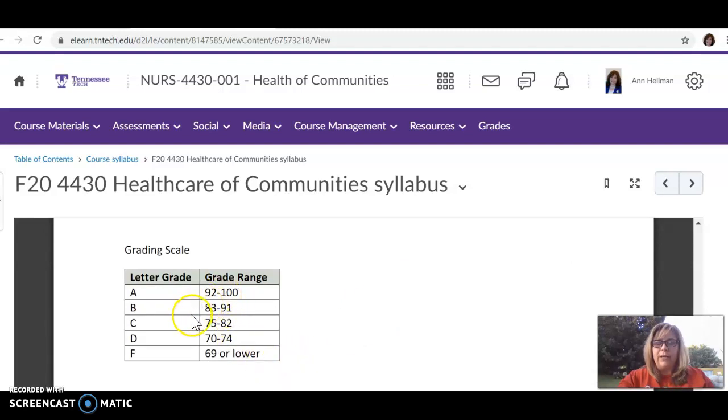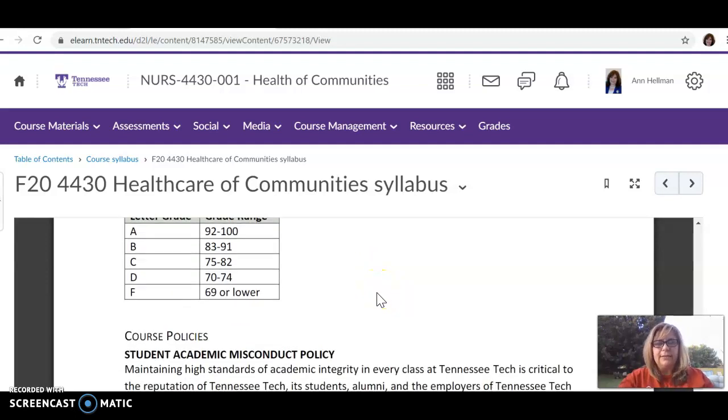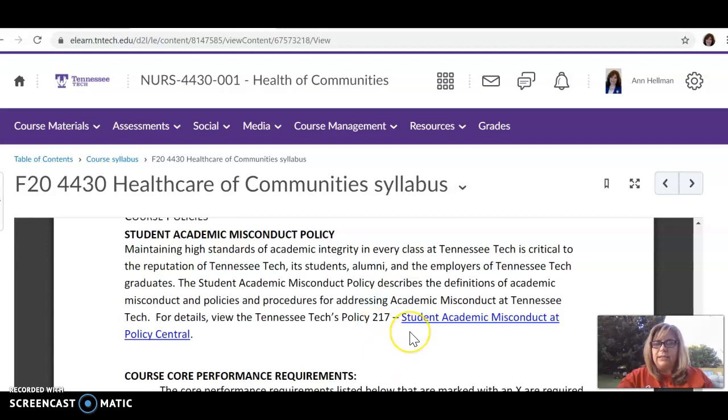You may notice that we have changed the grade range. Last year, I believe it was, the faculty voted to do this. So this is how you will get your grades. As always, there is a student academic misconduct policy. I encourage you strongly to visit this if you haven't lately.